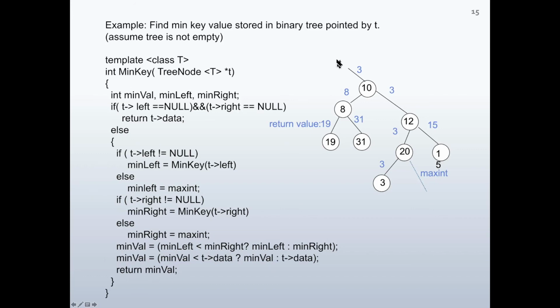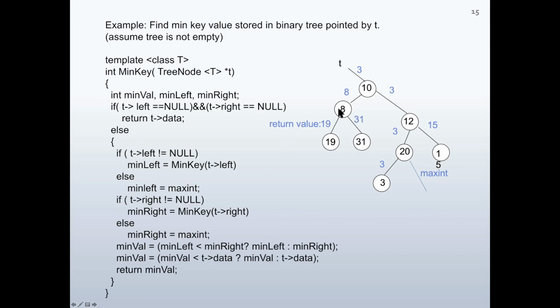Now let's consider the execution of the code on an example tree. Here the function minkey is called with the pointer t, which points to our tree. For the root, it is not a leaf node. We go to the left subtree and again the left subtree. This is a leaf node, so left is null, right is null for the node, and the data is returned from the function minkey. So the return value is the data stored in the node, which is 19. Then we go to the right subtree for this node. Because this is a leaf node, 31 is returned.